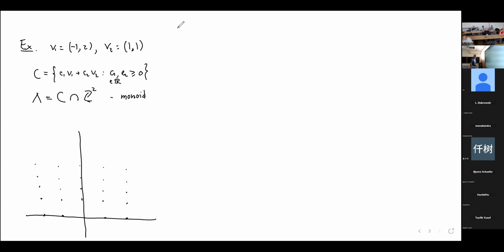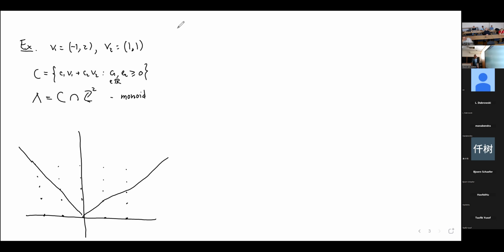Okay, so V1 is 1 to the left and 2 up. So it goes through this point. They're not very square. Very badly drawn, sorry. I hope what I want to show you is visible.